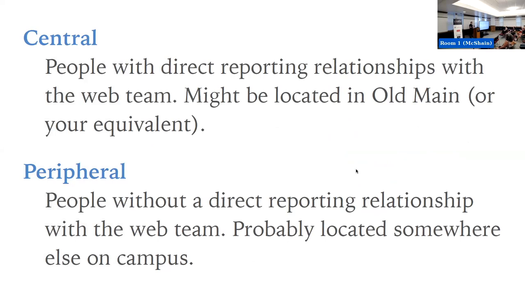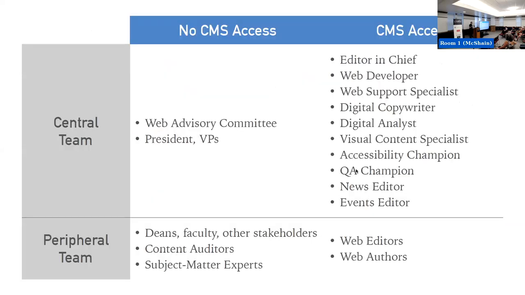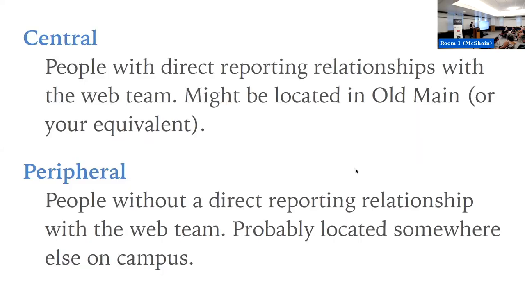But you also have a whole bunch of peripheral people. They have a role. They have a say. They're doing things, but they don't have that direct reporting website with a web team. And that might be your deans, your subject matter experts, your web editors, and your web authors. So the roles you see on here might not be exactly these roles, but you still have these four quadrants of people who are central, people who are peripheral, people who have CMS access, and people who do not or maybe should not have access.